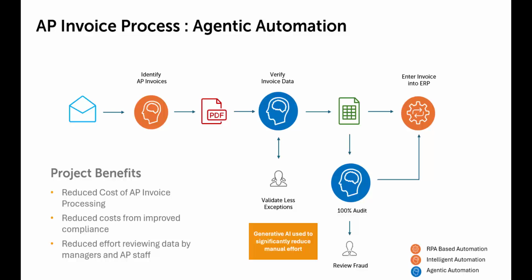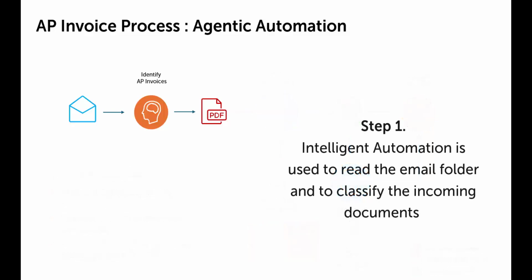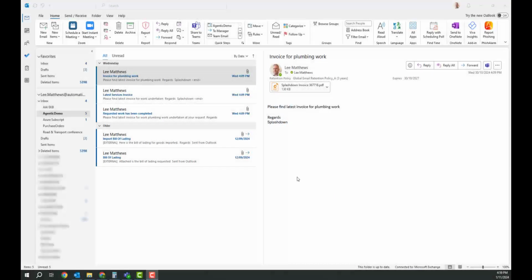Let's look at how Automation Anywhere can transform this process using intelligent automation, generative AI, and also process orchestration to involve humans when necessary. I've broken the solution down into 4 steps. In the first step, we will use intelligent automation to read incoming emails and categorize the documents by document type.